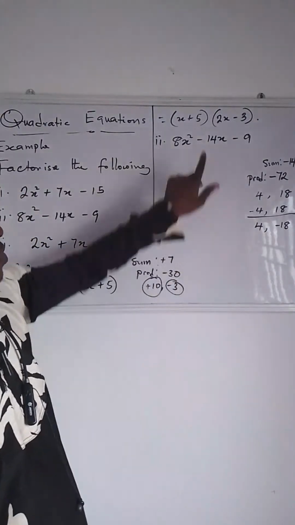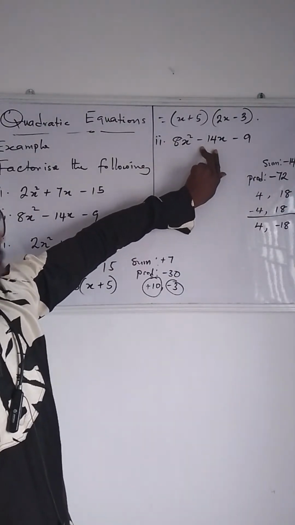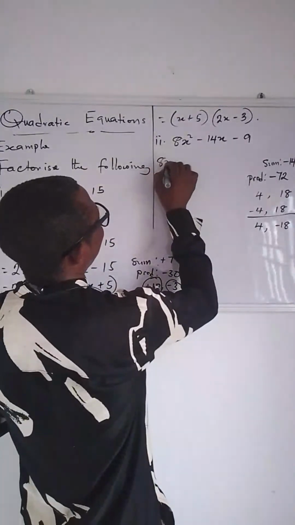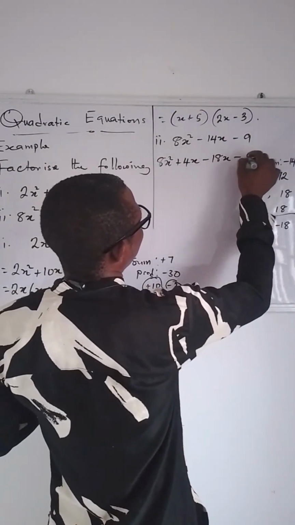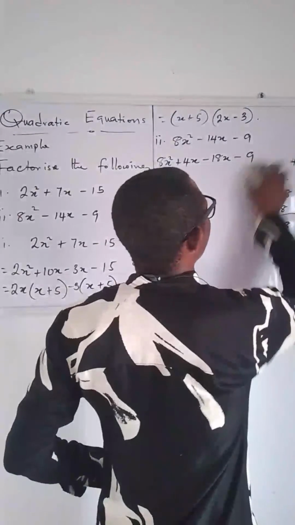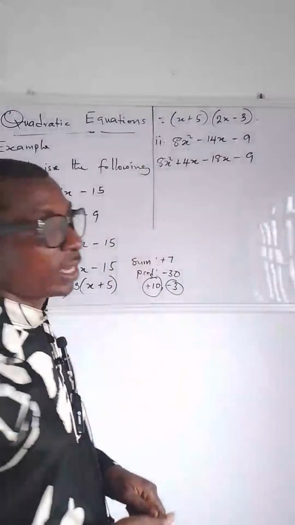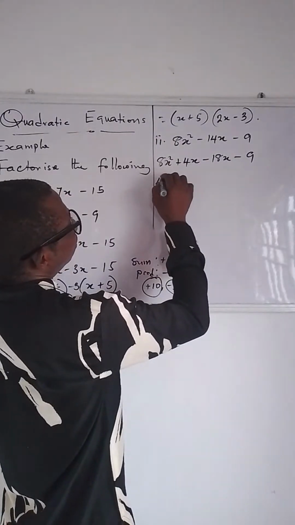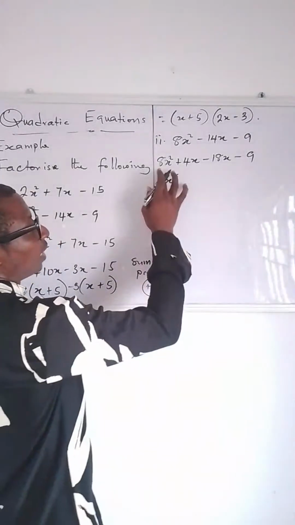So now that means minus 14x here is the same thing as plus 4x minus 18x. Can we input that here? So we have 8x squared plus 4x minus 18x minus 9. All right, so that is what we have there. Okay, now let's move forward. So now let's look at it. What is the common factor here? The common factor here is going to be what? 4x. 4x. So 4x is the common factor. So you just look for the HCF, right? The highest one. All right.